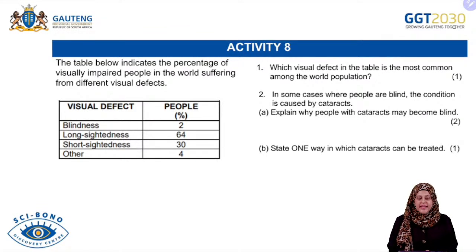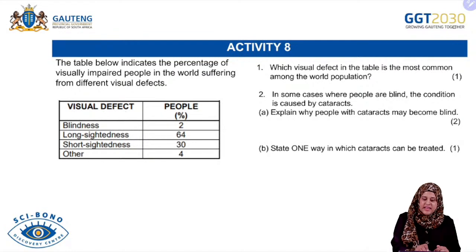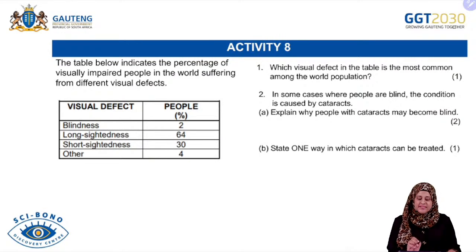The table below indicates a percentage of visually impaired people in the world suffering from different kinds of effects, and let's look at it now. So when you are given a data response question like this, you are given data and you need now to respond to this. It is very important that you read whatever you are given very, very carefully. So let's look at this, right? We have visual defects and percentage of people that have this defect. At the bottom, the defects are listed, and on the right-hand side, the percentage of people having these defects are listed.